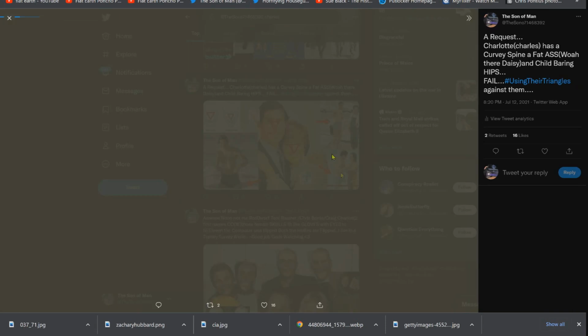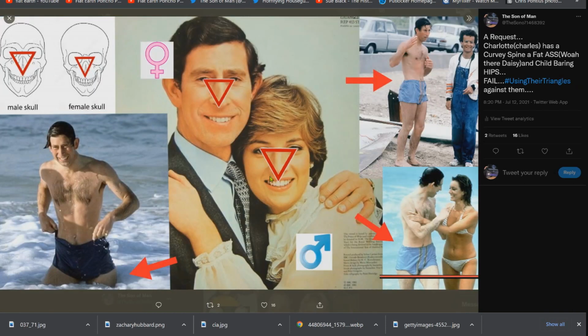Of course, Charlie, Princess Charlie, and Prince Diana, given away by that. Look at that curve on that, look below the crotch, the female hip. Who broke your leg, mate?